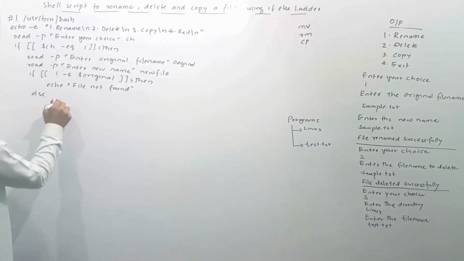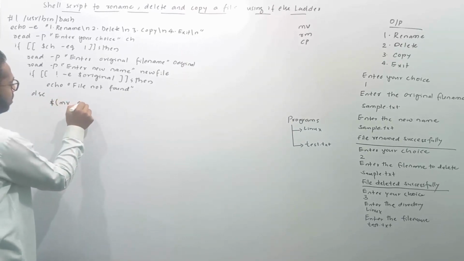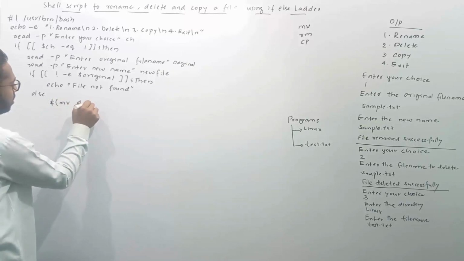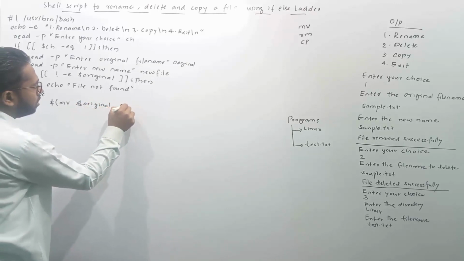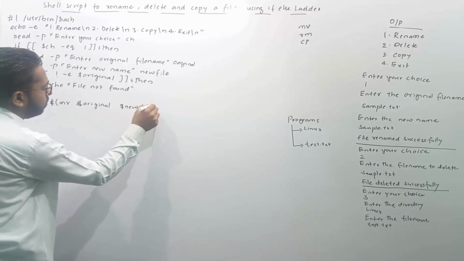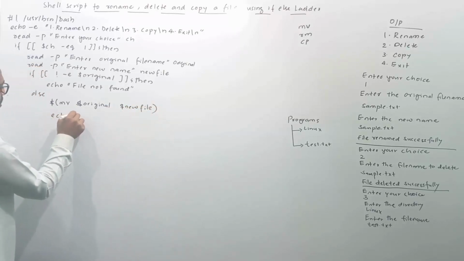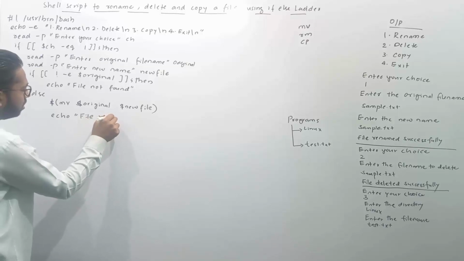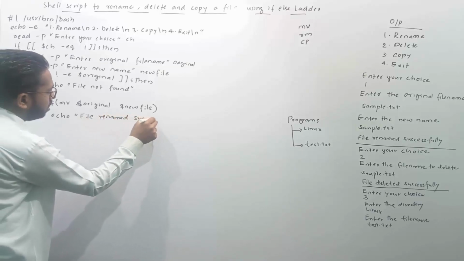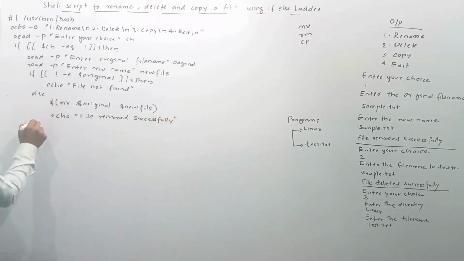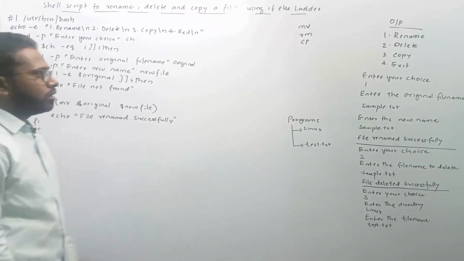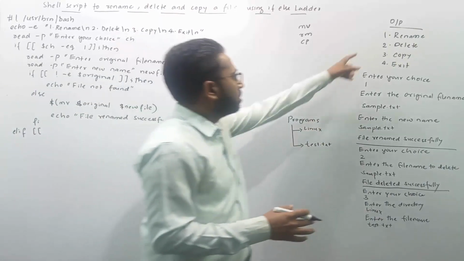$mv original space new file echo file renamed successfully. Okay, and this if gets closed here. Now next is elif. Okay, now we have written the first operation, that is rename.